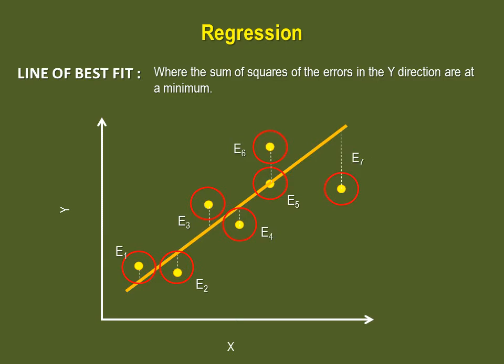Now the line of best fit is the line out of all the possible lines you could draw where the sum of the square of these errors is the smallest. The reason we need that line is that the values of y, the dependent variable, will be predicted based on the values of x, the independent variable. So the closer overall the points are to the line, the better the prediction will be.